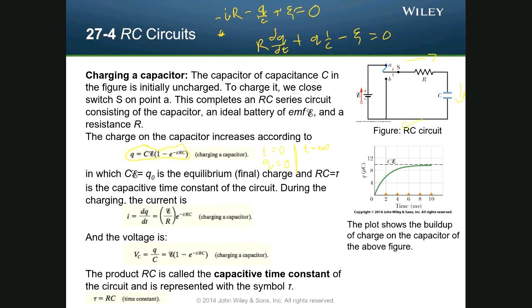Right, CE. So if you look at e to the minus t over RC, as t gets bigger, does this get bigger or smaller? It gets smaller, much smaller. So at infinity, it becomes identically 0. That means this part goes away, and q is equal to C times the EMF. Does that make sense?